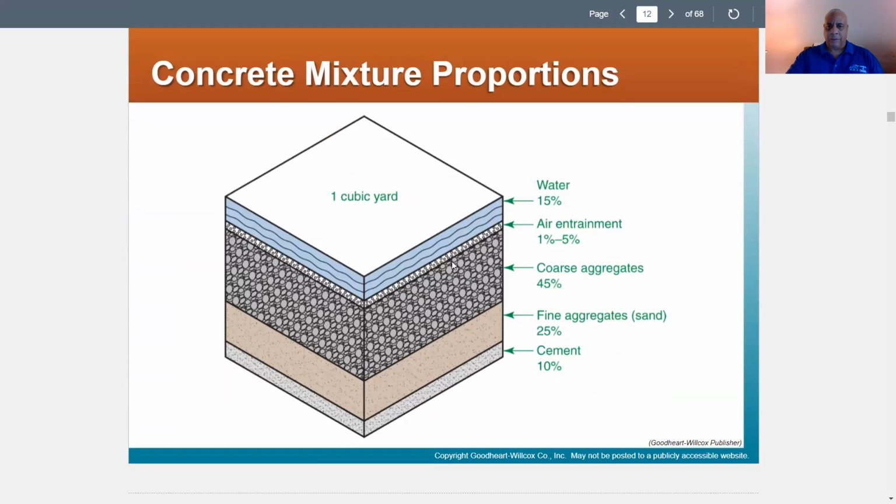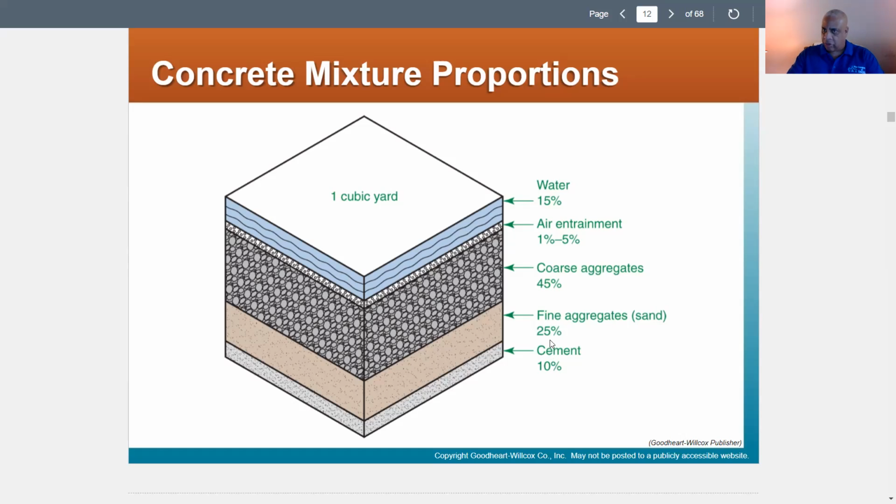Now, when we deal with concrete, the measurement is always in a cubic yard. Now, if you get a sheet or ticket from a driver, you're going to see a few things on that ticket. Well, in this 1 cubic yard of concrete, you generally have 10% cement.